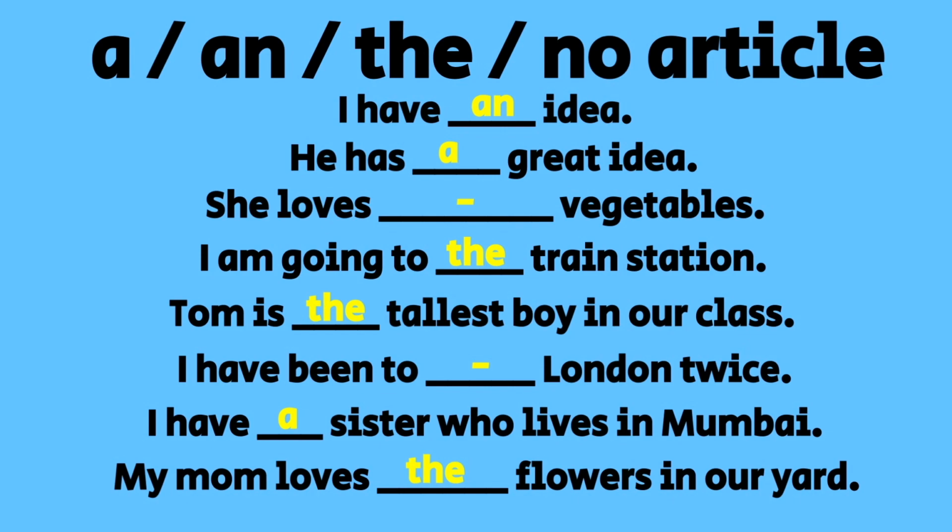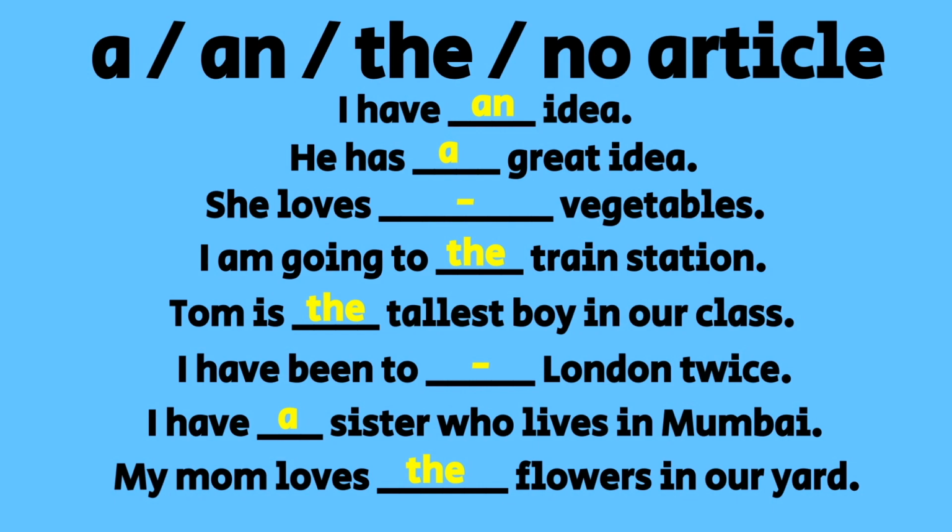Here are the answers. I have an idea. Here, I'm talking about one idea out of many. And the word idea starts with a vowel sound, I. In the second sentence, however, I'm using a because the word following the article a starts with a consonant sound, which is g. She loves vegetables. I don't need any article here because I'm talking about vegetables in general.